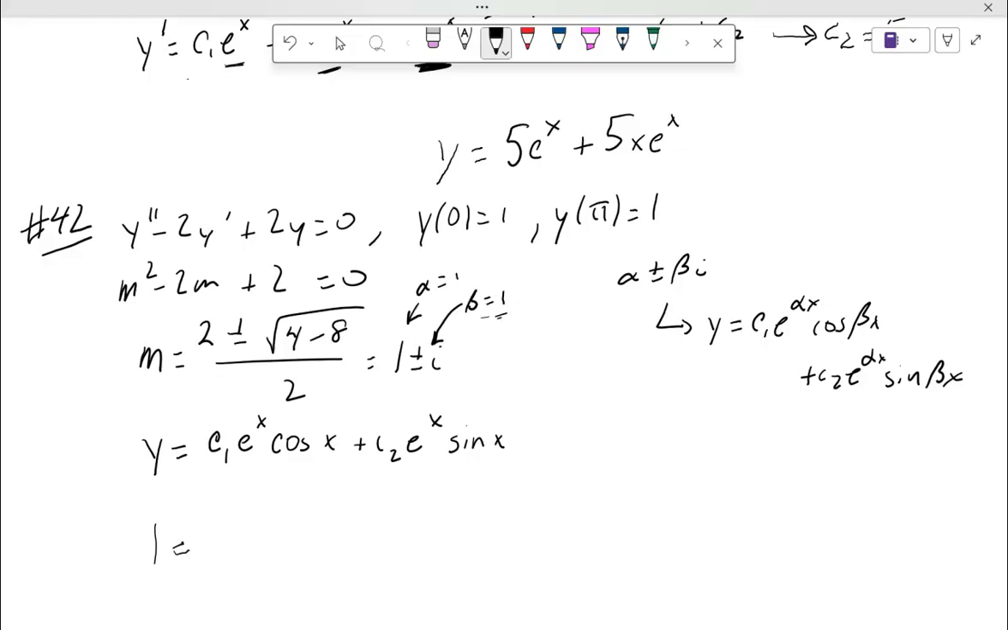Just to plug in all the values, we would have C1 e to the 0 cosine of 0, plus C2 e to the 0 sine of 0, right? But sine of 0 is 0, cosine of 0 is 1, e to the 0 is 1, so we really do just get C1 there, right? What's the second equation tell you?